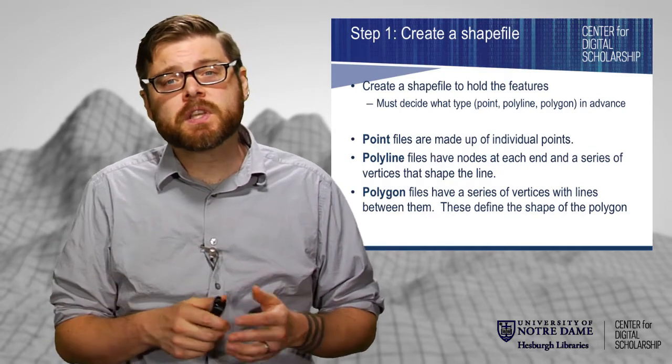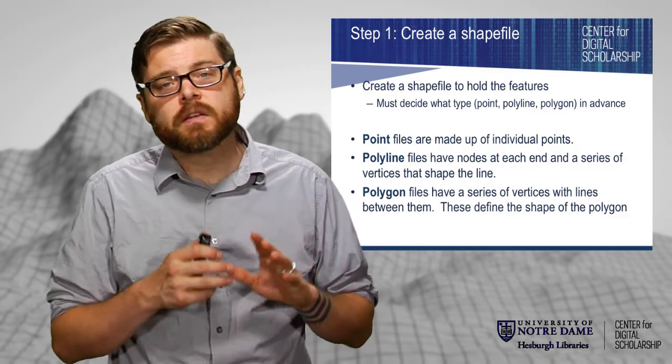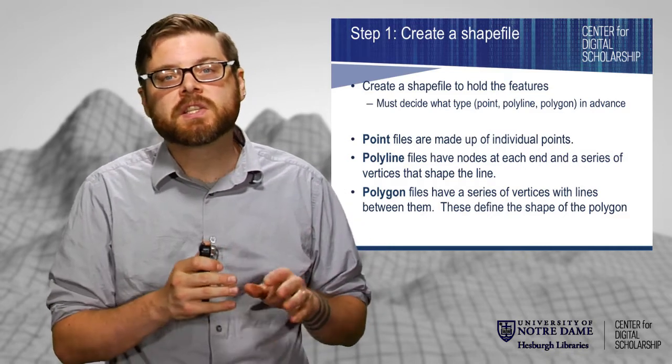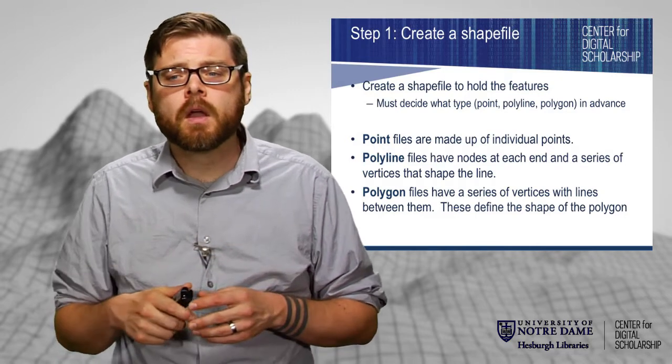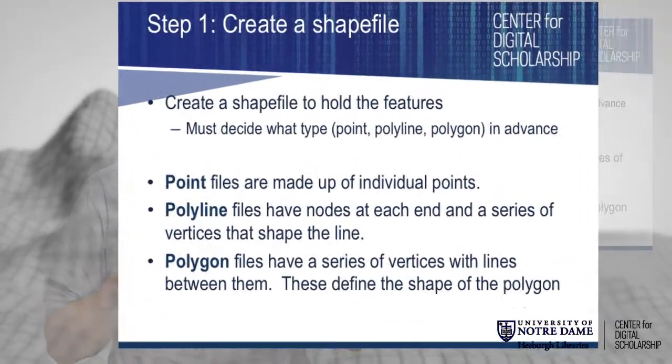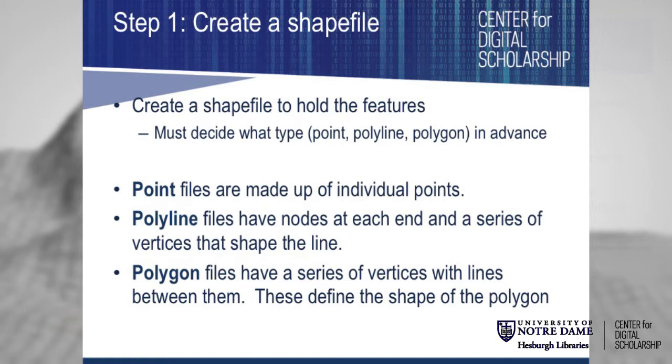The very first thing we have to do, assuming we've already gotten the map that we want to digitize scanned, or we've already downloaded whatever imagery we're going to work off of, is create a shapefile to hold the features that we're going to be creating. So the first thing we have to do is decide whether we're going to be working with points, polylines, or polygons. This has to be done in advance.